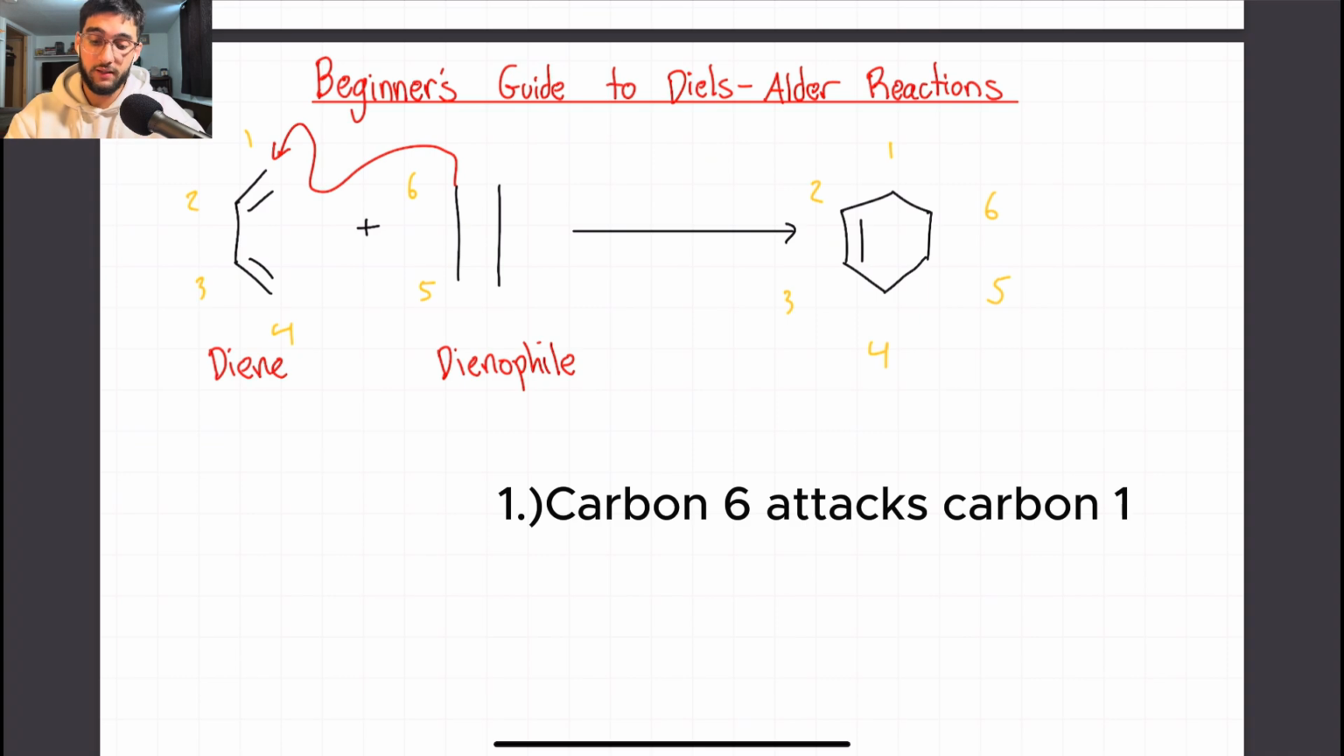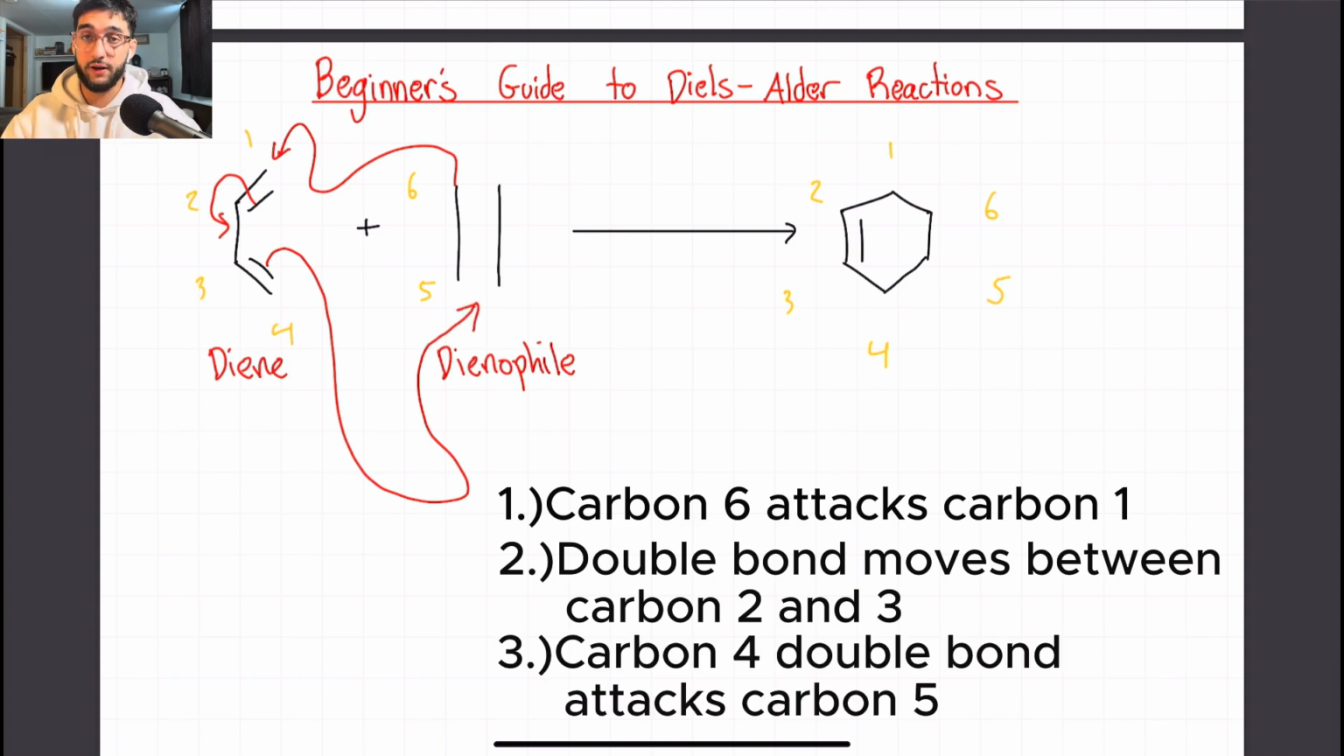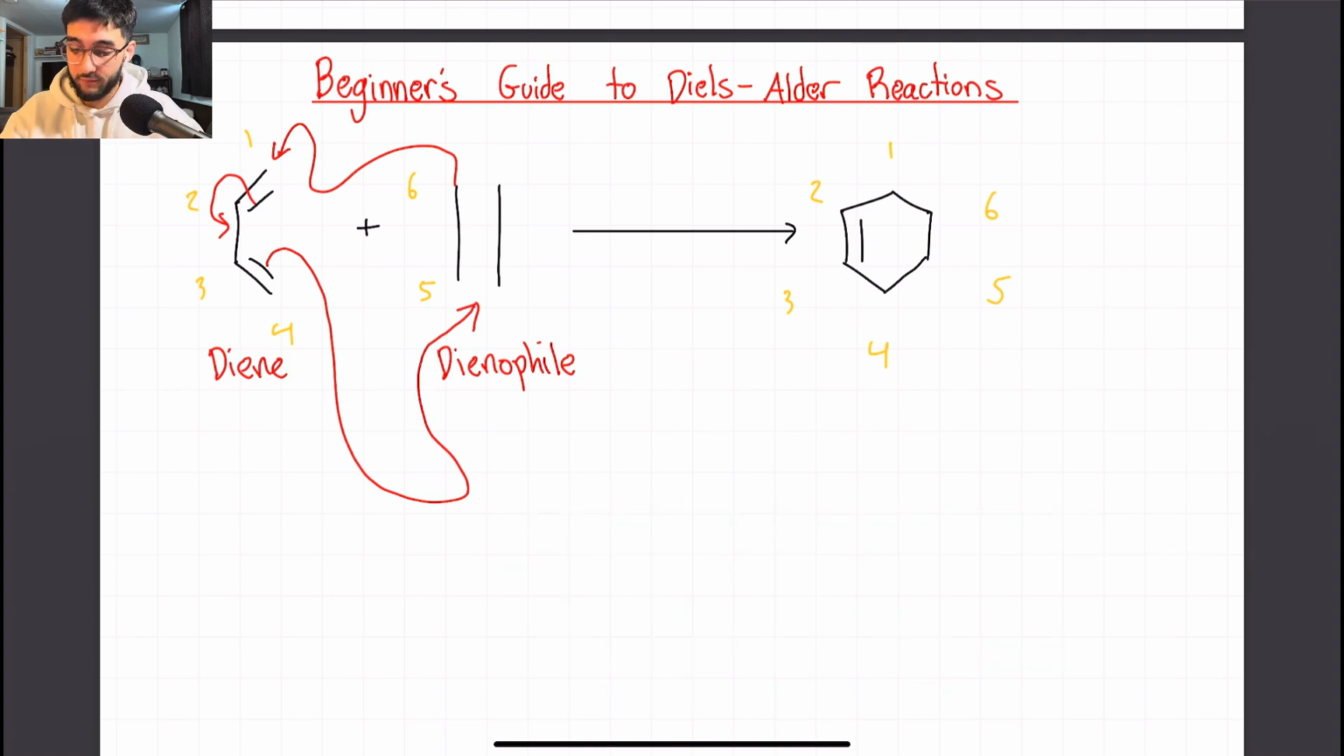Then from here, because carbon 6 attacked carbon 1, there's not going to be enough space for this double bond to stay here any longer. So it's going to move over to the carbon between carbons 2 and 3. This is the second step out of the 3 key steps that we have to know. Then from here, because the double bond is between carbons 2 and 3, this double bond, carbon 4, is going to attack carbon 5, creating another single carbon-carbon bond between carbons 4 and 5. And that's what we see on the end product.